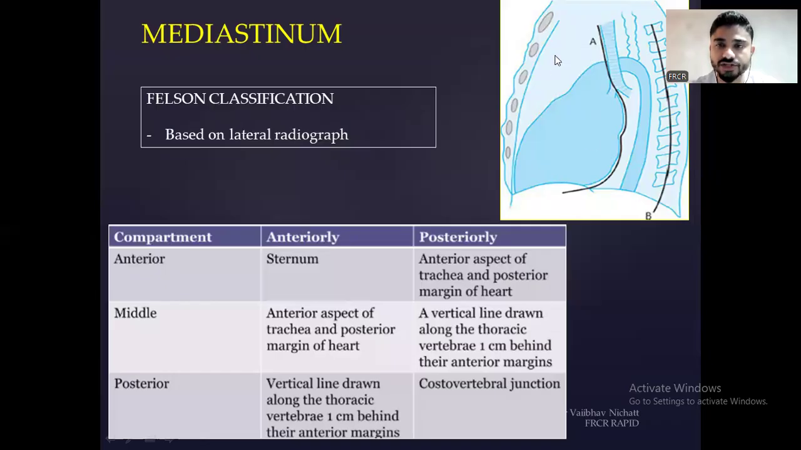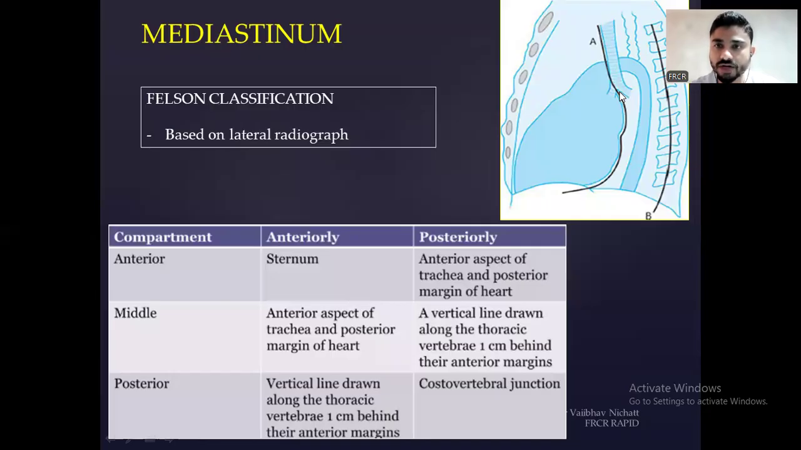So this is the anterior mediastinal region. In anterior mediastinum, heart is also included. It starts from posterior aspect of the sternum, and posteriorly it ends along the anterior aspect of the trachea and posterior aspect of the heart. Sometimes people confuse the posterior wall of trachea as well in the anterior mediastinum.